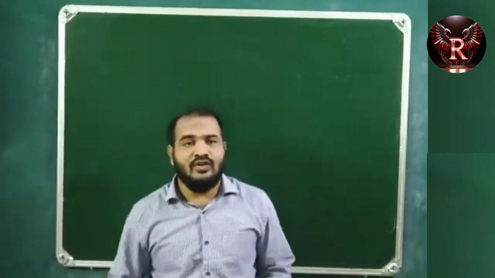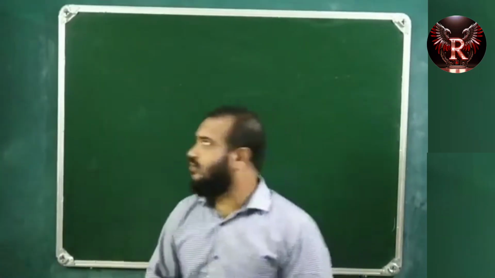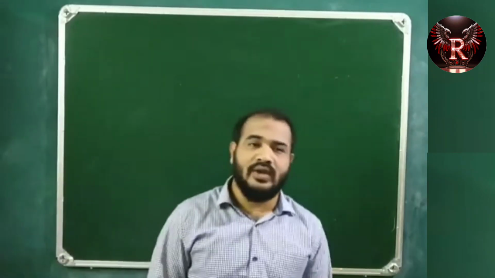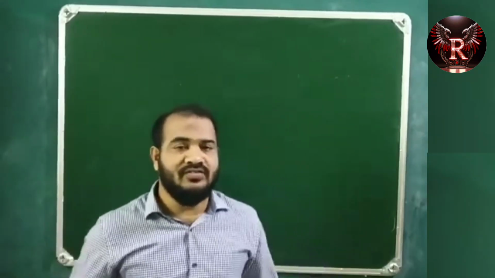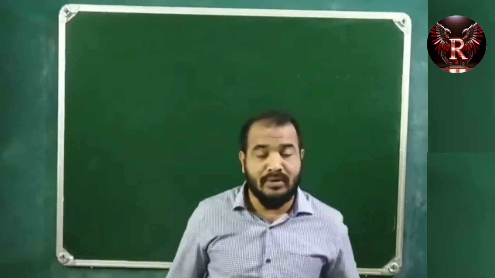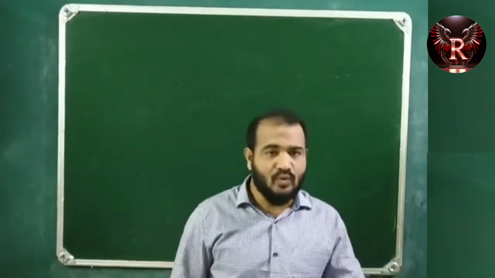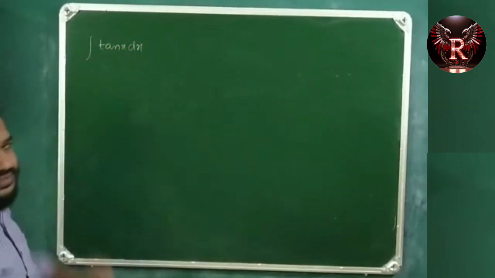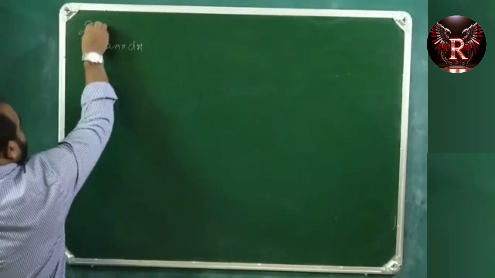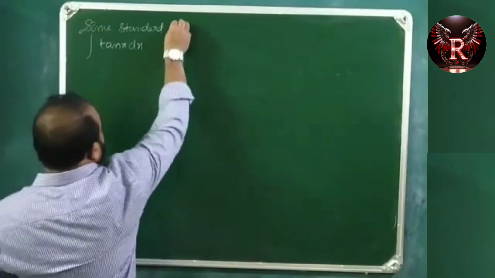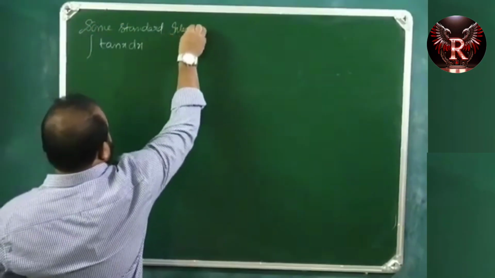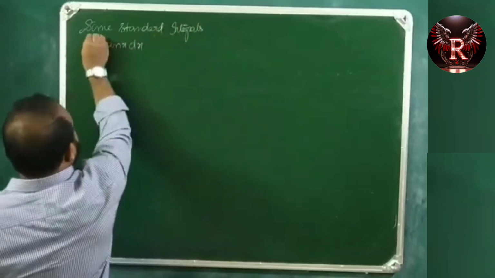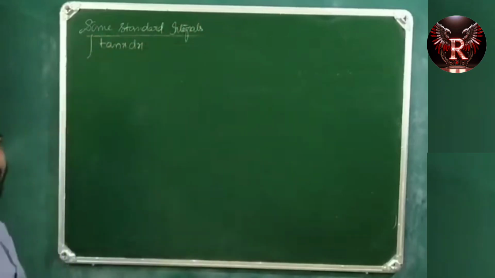Now let us evaluate some standard integrals. So we know d by dx of tan x is secant square x. Integral secant square x dx is equal to tan x plus c. But what if you are asked to find integral tan x dx? So how do we do this? Some standard integrals: integral tan x dx.